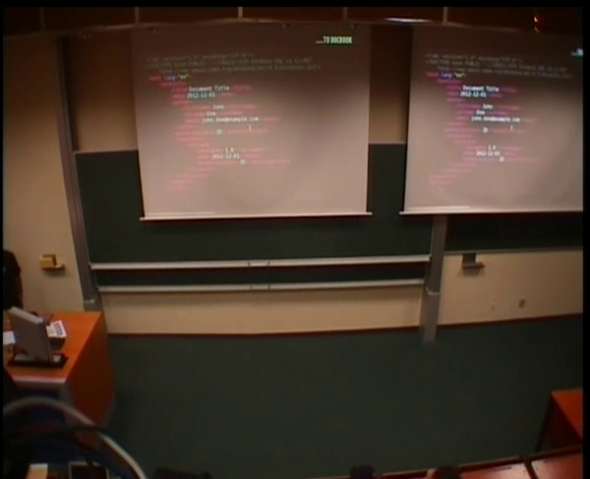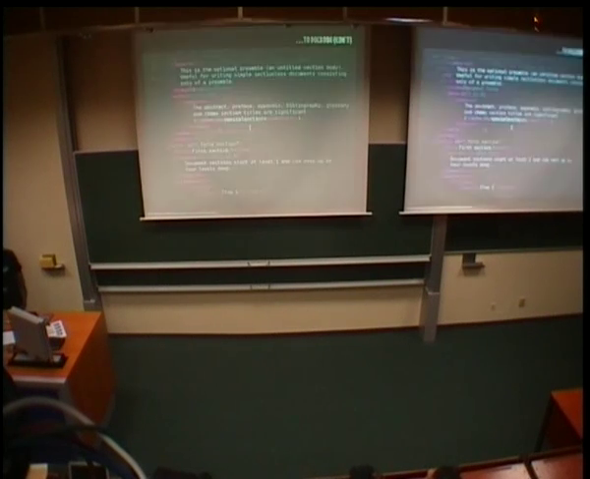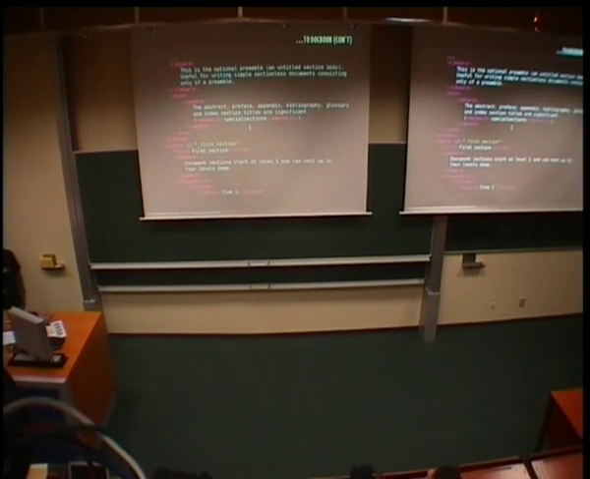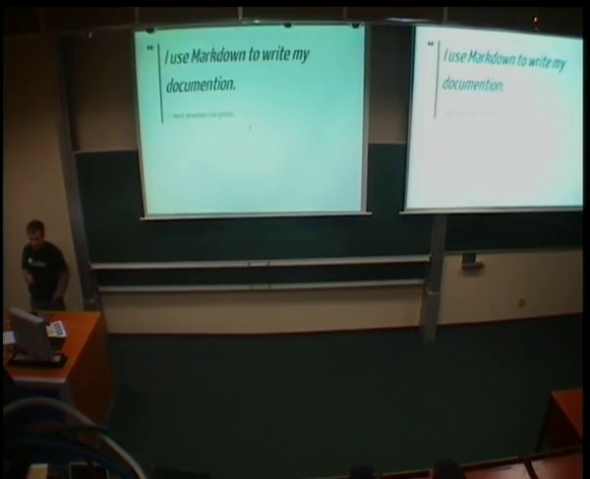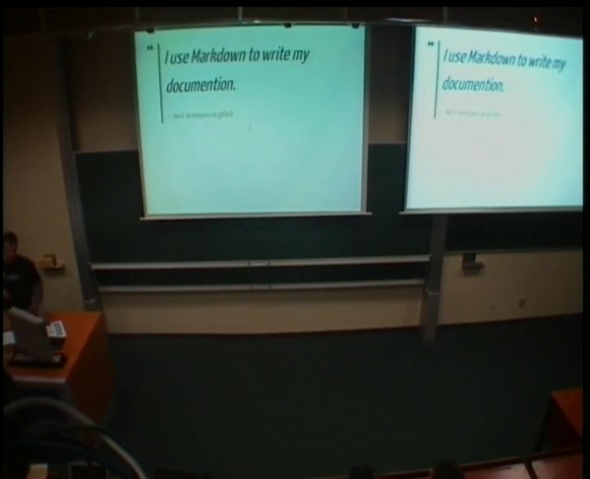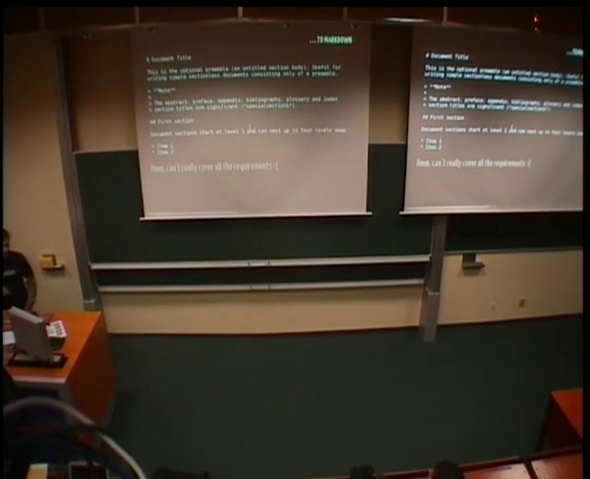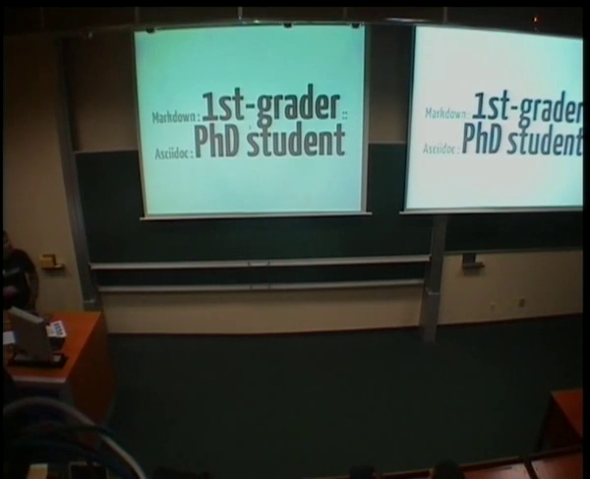Okay, let's look at what that is in DocBook. There's page one, there's page two, and there's page three. So exact same content, and one fits on a slide and one doesn't even come close. I like to say that Markdown is a first grader, AsciiDoc is a PhD student, DocBook is for aliens.